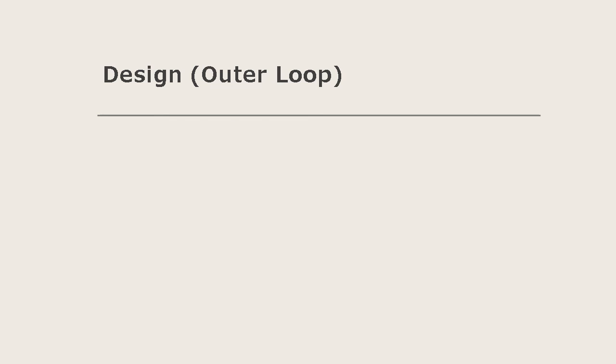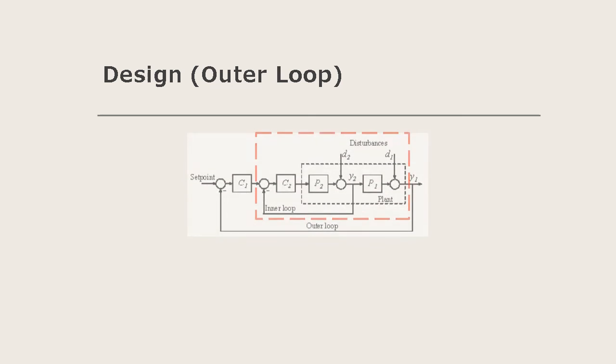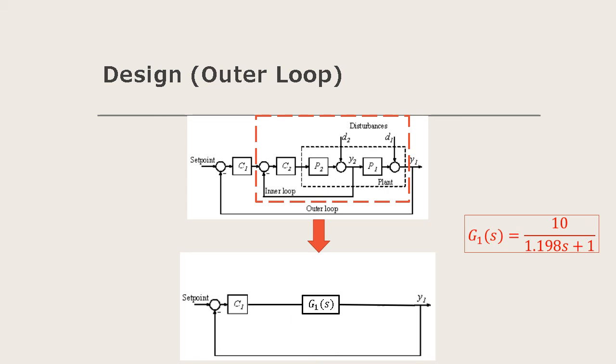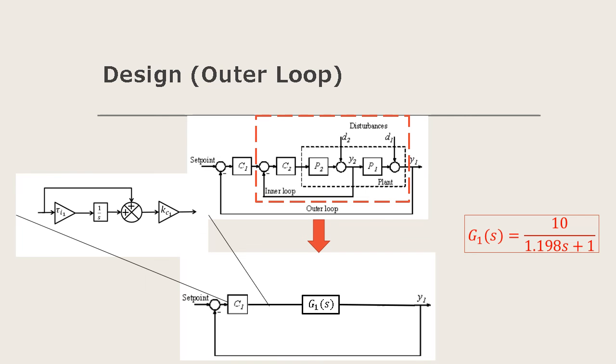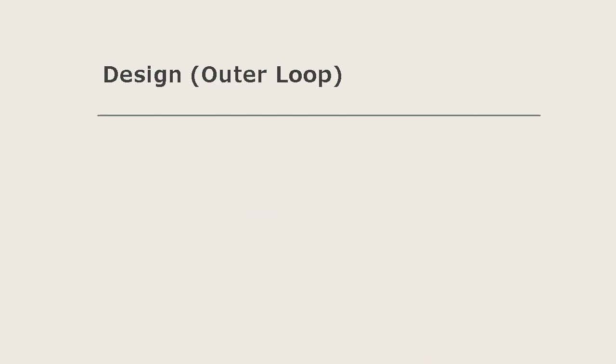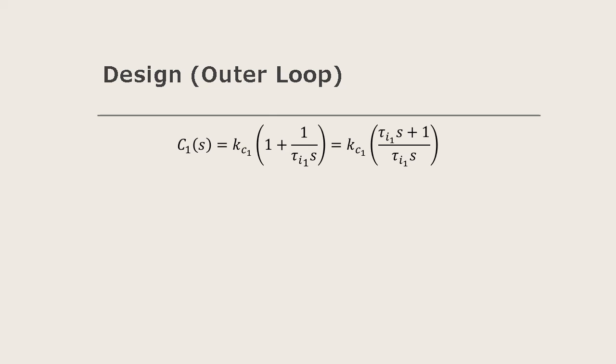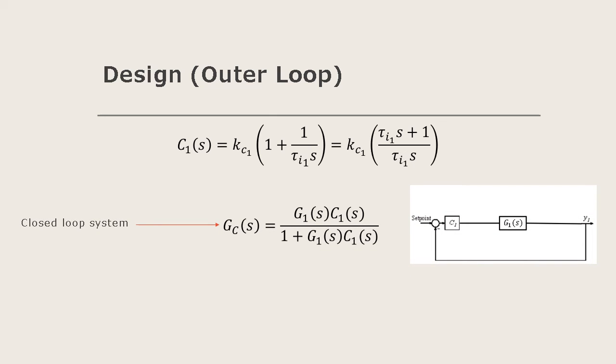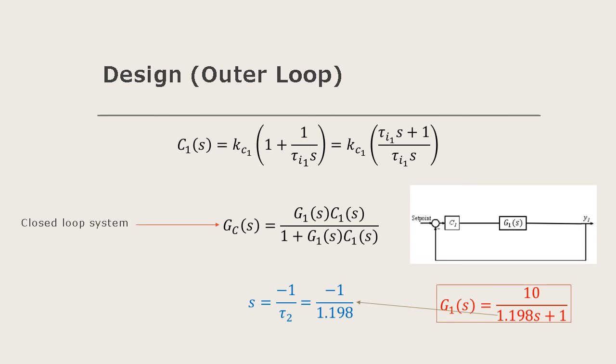Now, in order to design the outer controller C1, the fitted model is implemented as shown in the figure below. Notice that once again, the proposed controller is a PI, which will be implemented as shown next. Now, the parameters kc1 and tau I1 are calculated by proposing an operation point. In this case, we will look for a controller so that the closed-loop system has poles in -1 divided by tau 2.